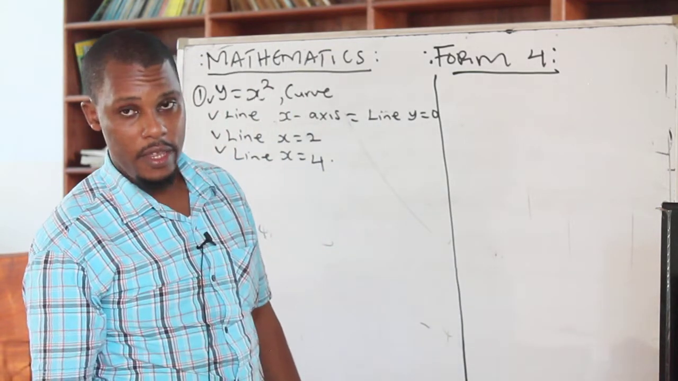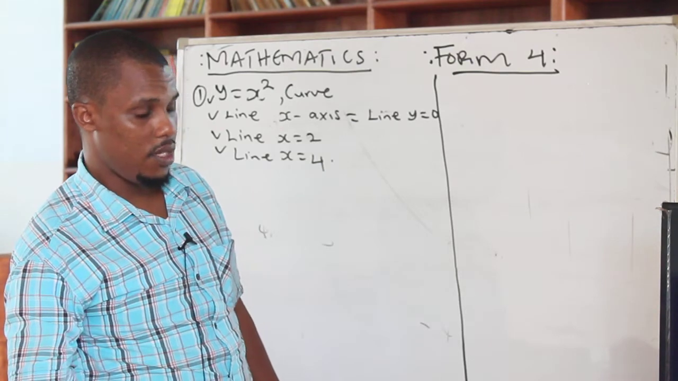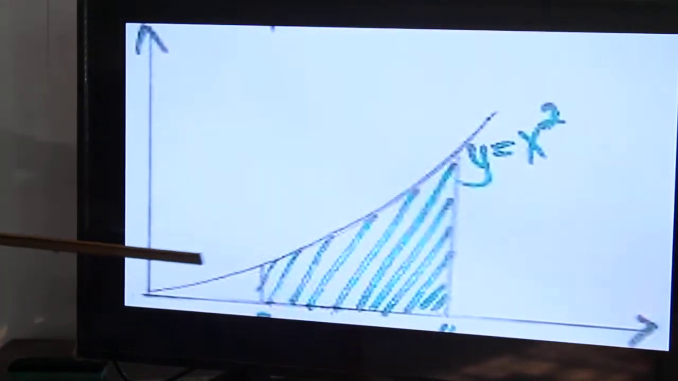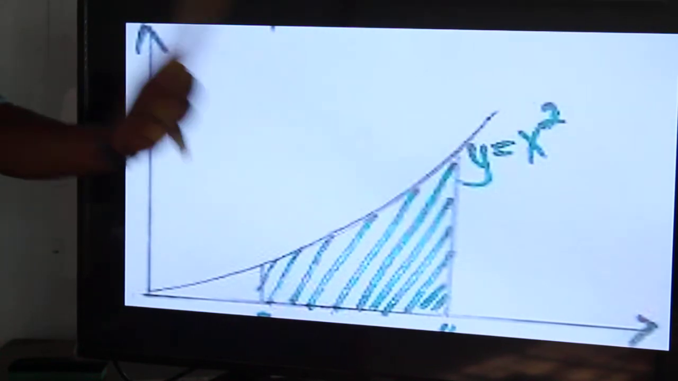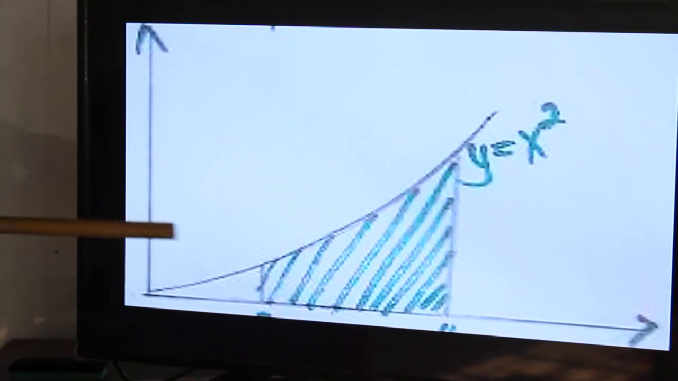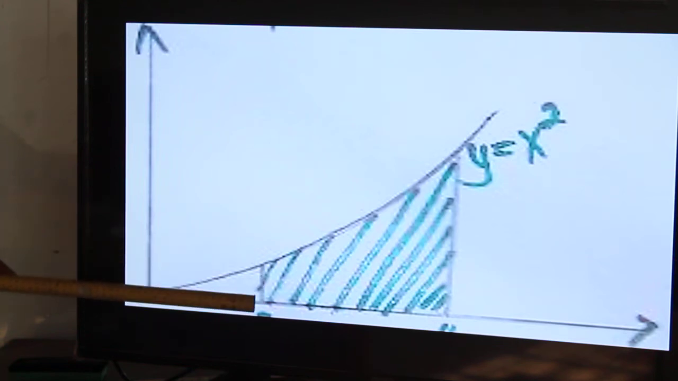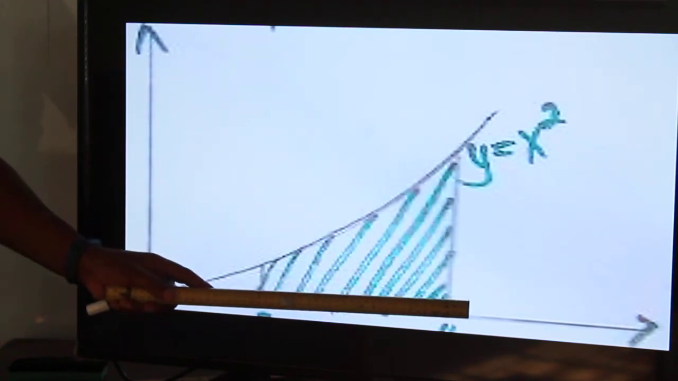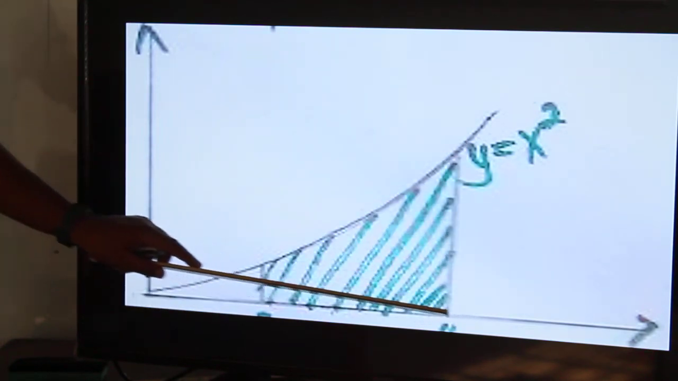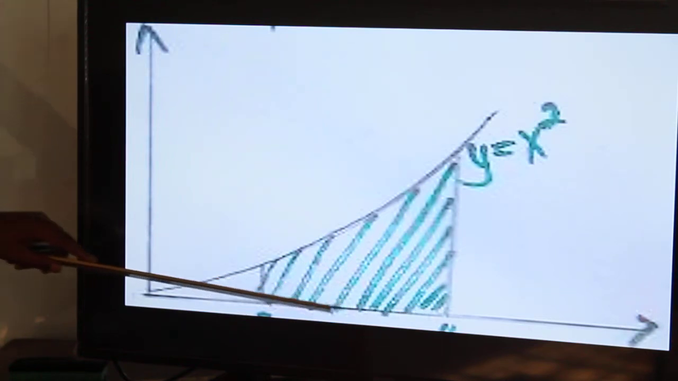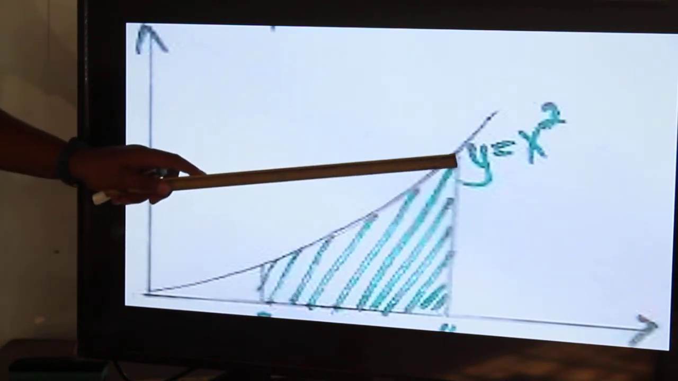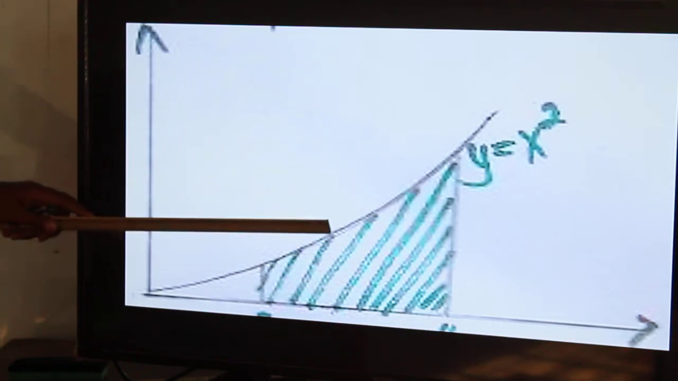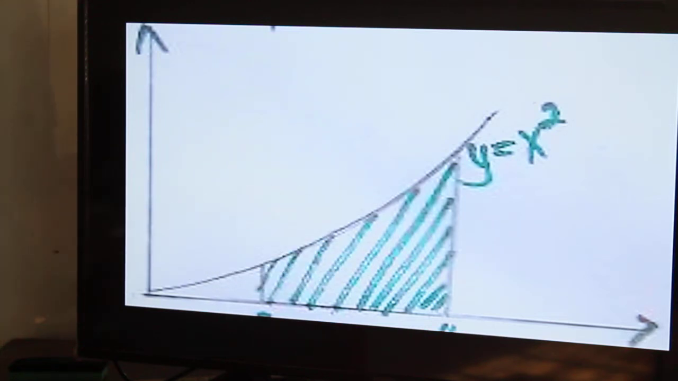So this is the way the sketch is. You can see here the curve that we are talking about, y equals x squared. Then we have this line, x equals 2 here, and this line, x equals 4. Then we have this line, which is the x-axis, another name for which is y equals 0. So this is now the shaded region. Because we are finding the exact area, we are going to use our limits. The 2 is going to be our lower limit.